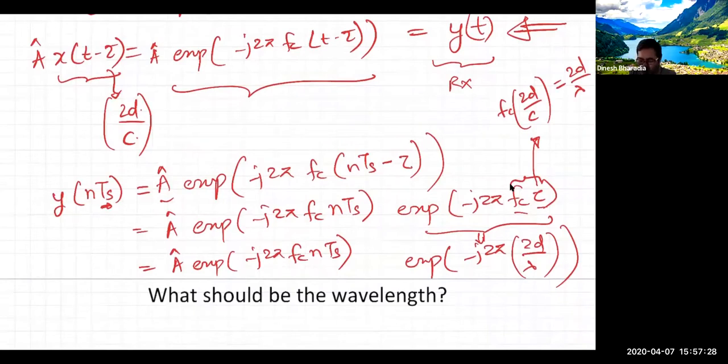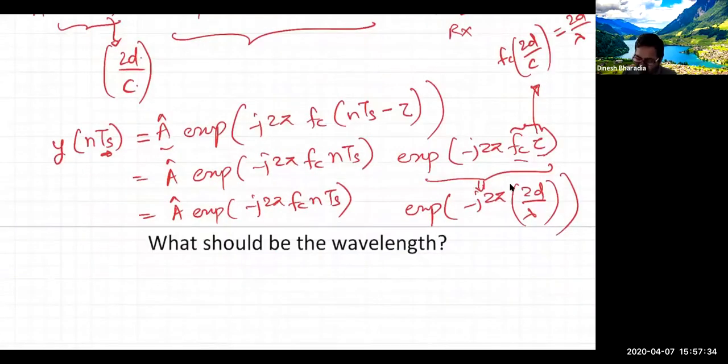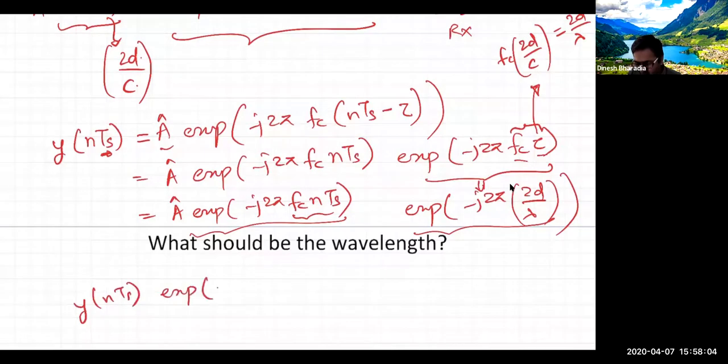Now look at this. This is the received signal I have. This part is a standard part, and this is the part which I'm looking for. Everyone with me? This is like the constant. What I can do is take y of nTs and multiply it with exponent of plus j2 pi fc nTs.